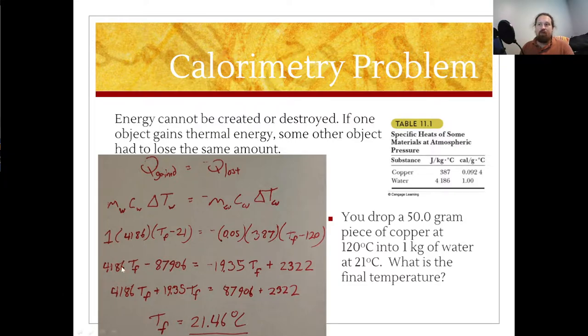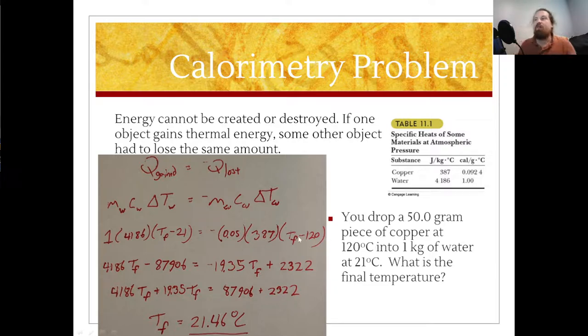I show my algebra on the next line down here. I have simplified the left side, since we've got 1 times 4,186 times, open parentheses, TF minus 21, close parentheses. 1 times 4,186 is just 4,186. So I then distributed that value into our parentheses to get 4,186 times TF minus that number times 21. So that's where this number came from.